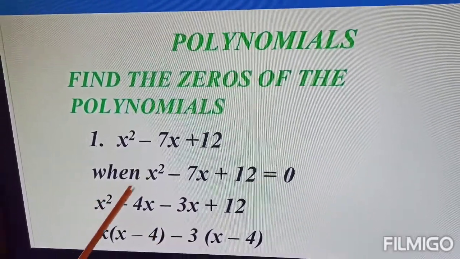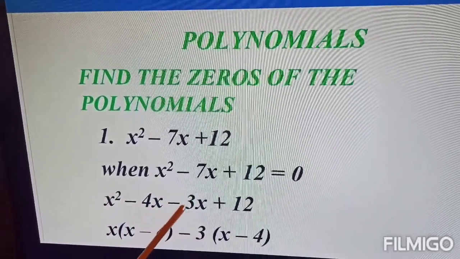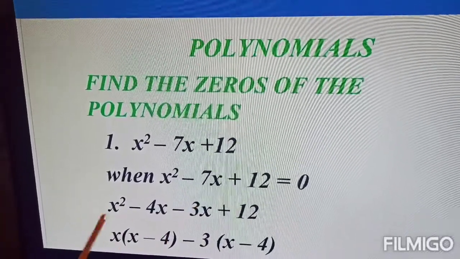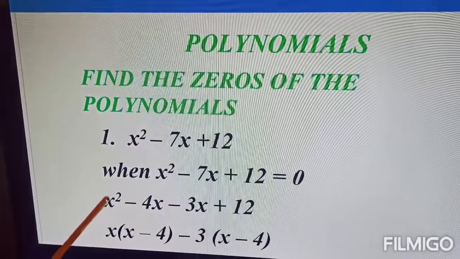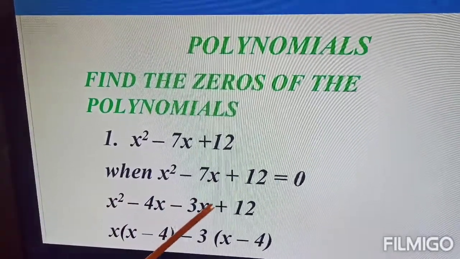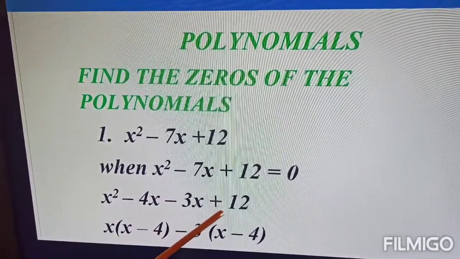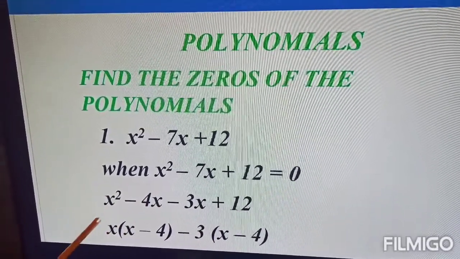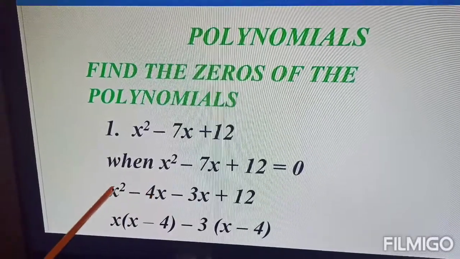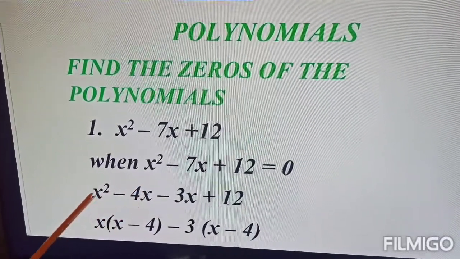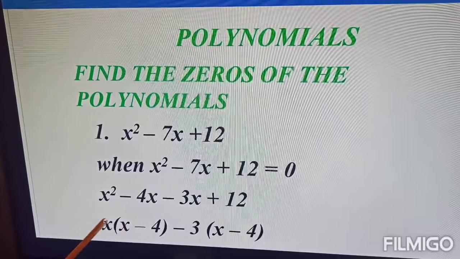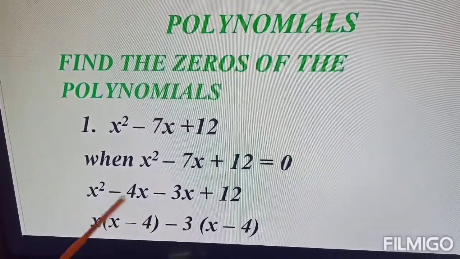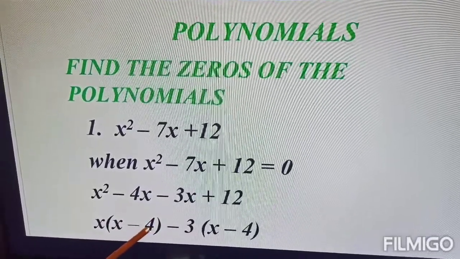X square minus 4x minus 3x plus 12. Then we have to make two parts. First two, x square minus 4x, and minus 3x plus 12. From these two, what is the common factor? Here x square and minus 4x. In both the terms, x is there. I have to take x as common. Then x minus 4 remains inside the bracket.